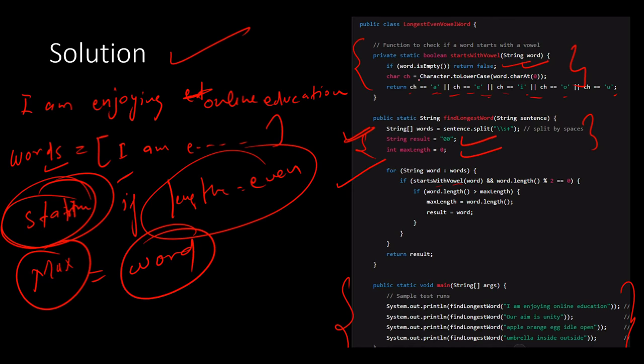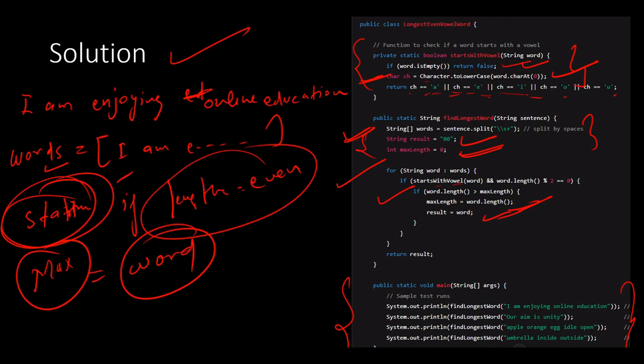We extract the first character in this statement and check whether it is a vowel or not. If it is true, that's fine. If the word length modulus 2 is 0, that means it is even. We then check if the word length is greater than the maximum length. If it is, we update the maximum length and store the word.